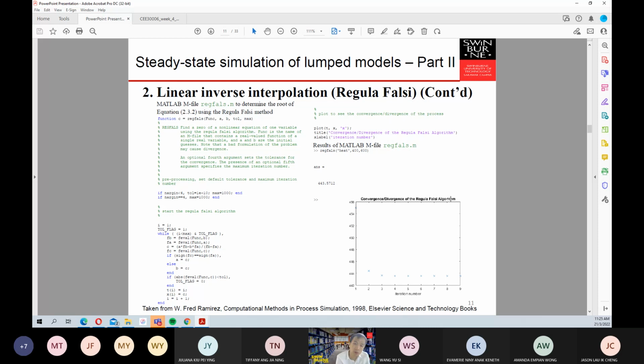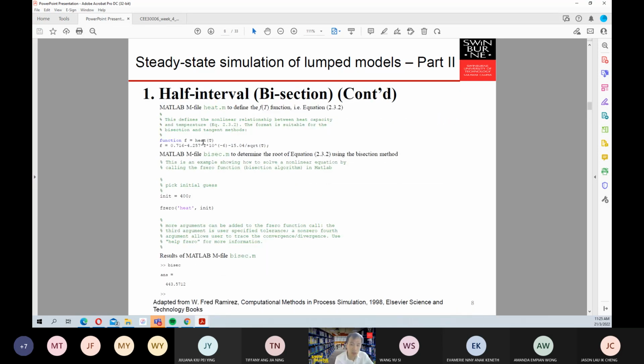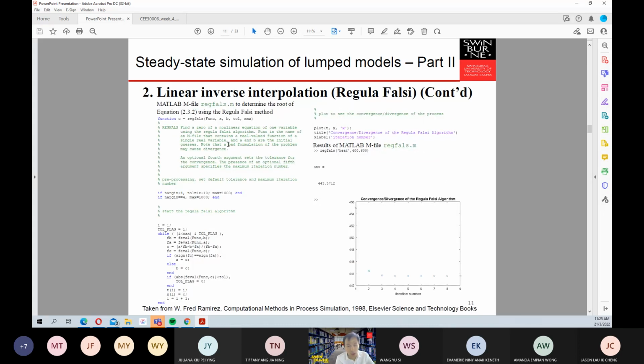So what happens is that we can run in the command prompt, we put in regula falsi. Which one is our function? Our function is the one that has been defined in here, right? We have defined this, but of course we need to save it in the same folder that we save with this particular function file. Okay, you put these things in, then you will get the answers is this. So this will capture the value of the C with the iteration number.